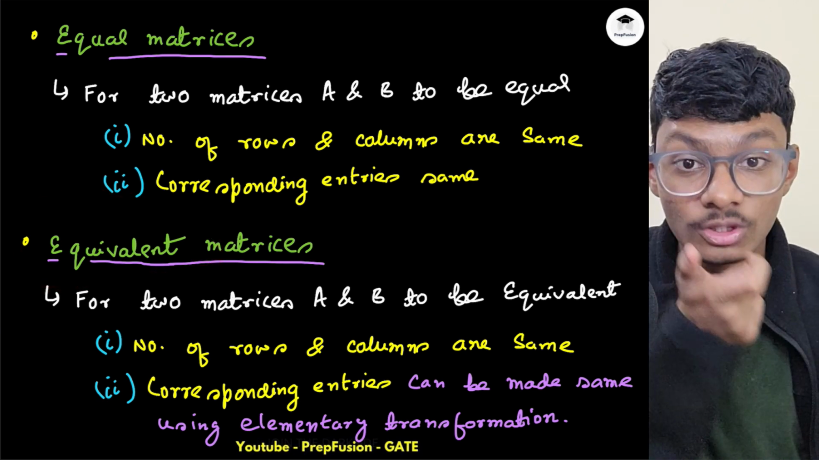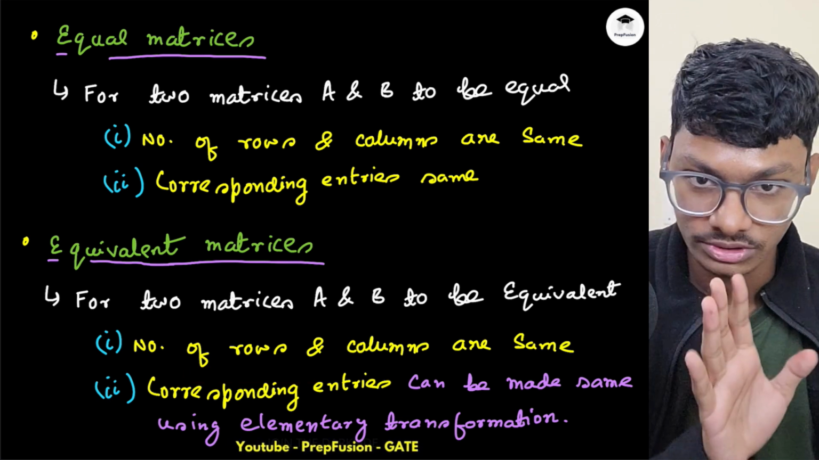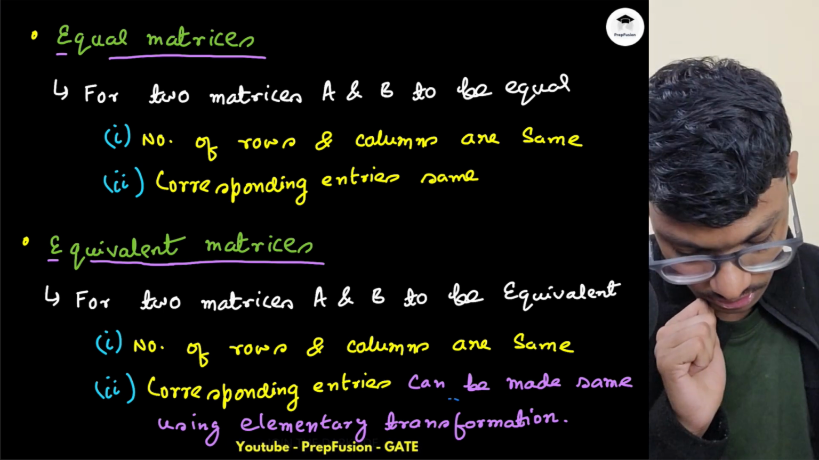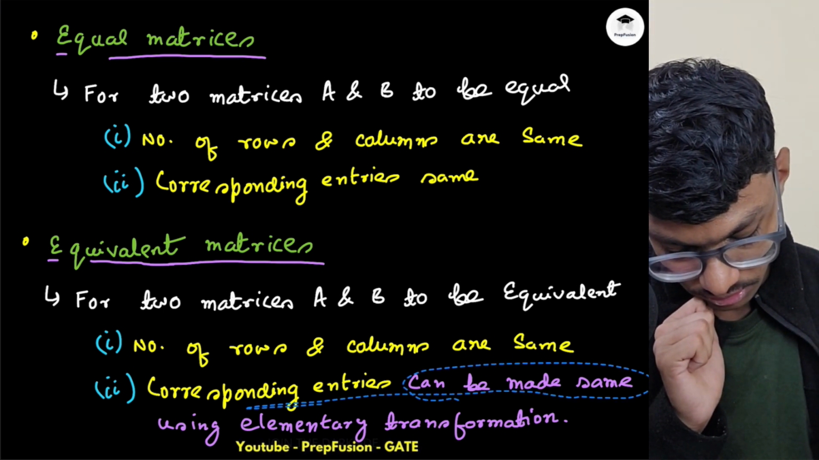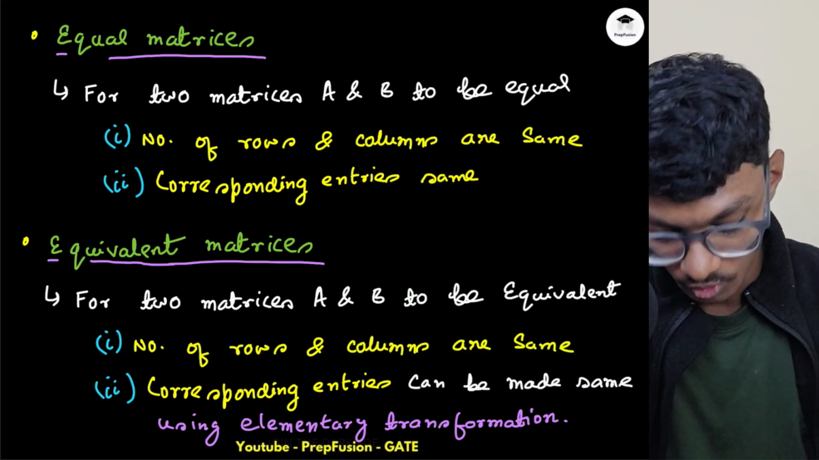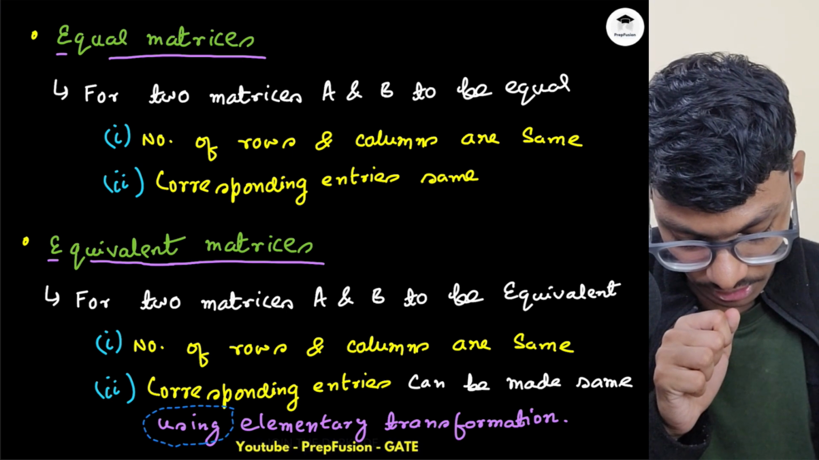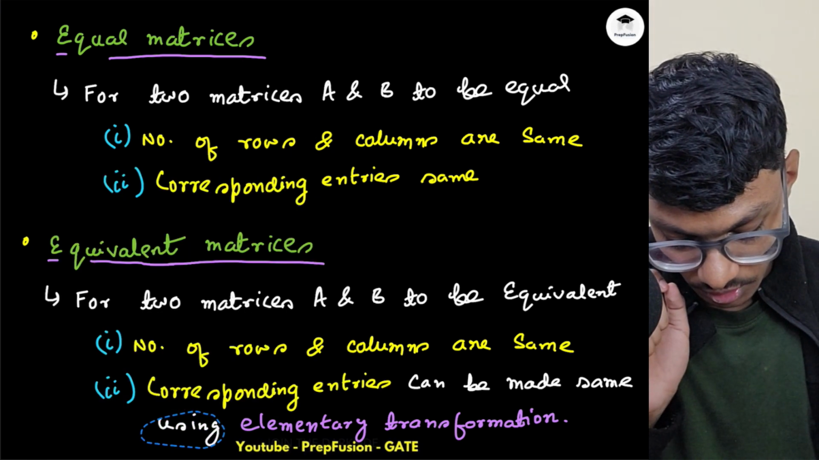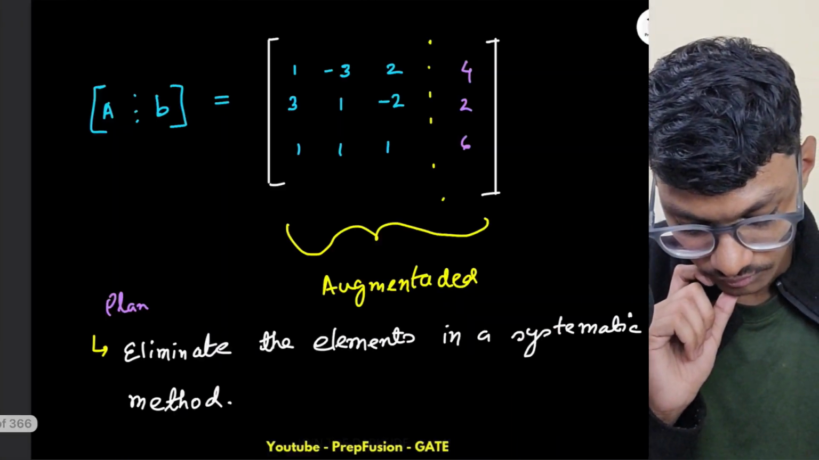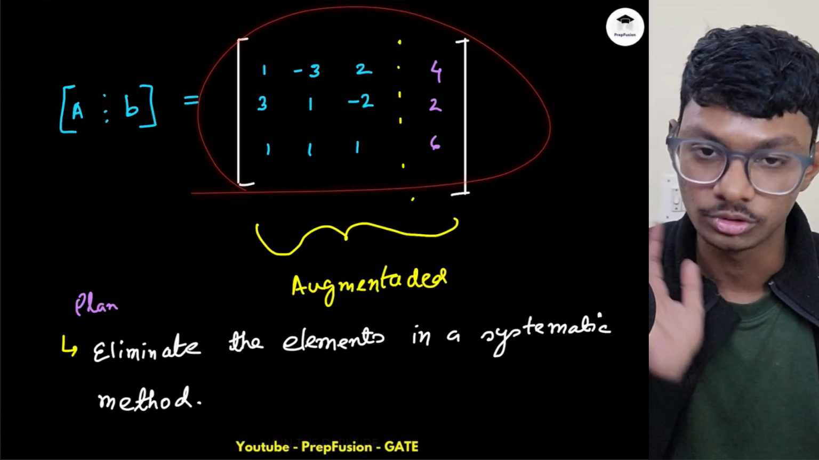Now, equivalent: when two matrices A and B have the same number of rows and columns, the corresponding entries can be made the same using elementary row or column transformations. Whatever transformation we did in the rows, we can do the same in the columns also. I will summarize it later, but this is the crux: if you do the elementary row transformations, the resulting matrix and the starting matrix are both equivalent to each other.